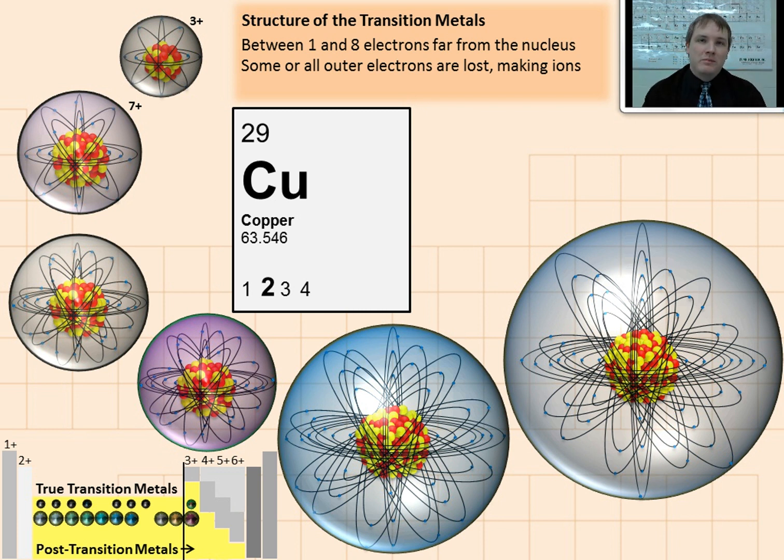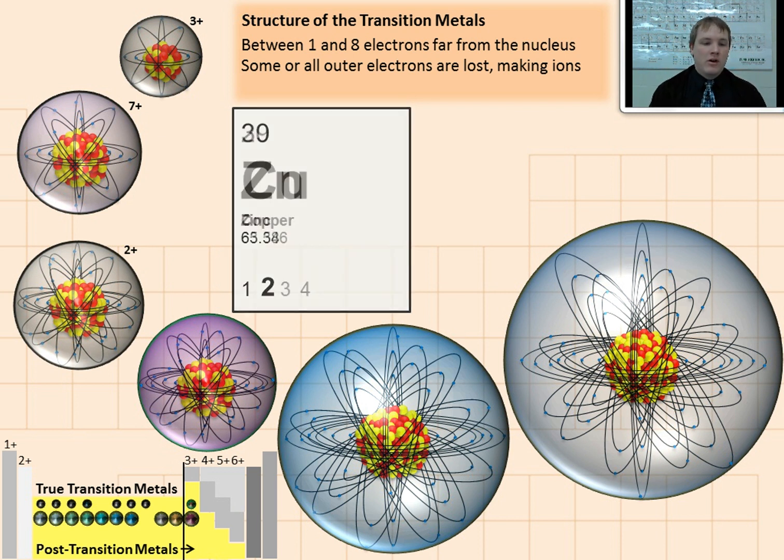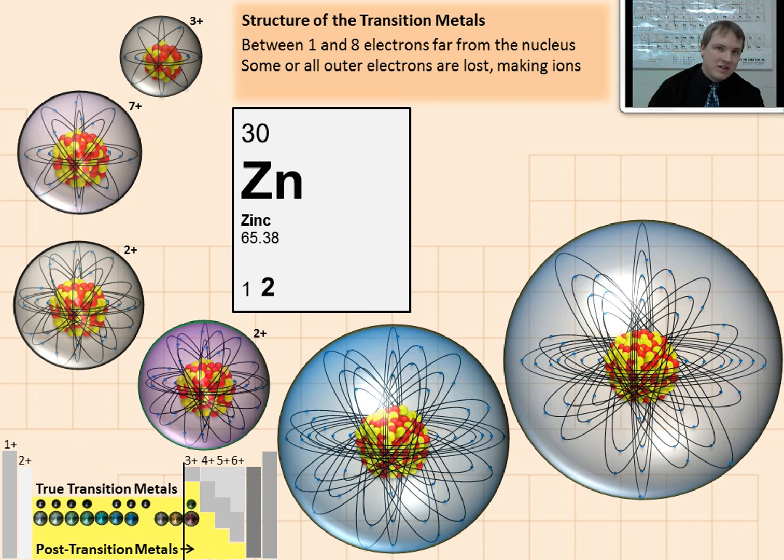When copper forms ions, though, it not only loses that 1 outer electron, but it tends to lose 1 more of its inner electrons to form 2+ ions. Zinc is a lot more straightforward. Zinc, if you look at the picture, has 2 outer electrons, and it tends to lose both of those electrons in forming ions to form a 2+, even though it could sometimes, under some conditions, form a 1+.